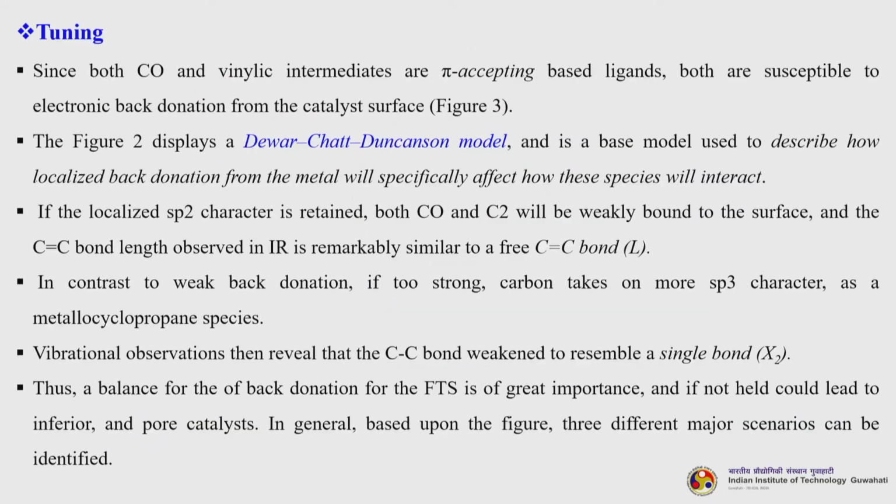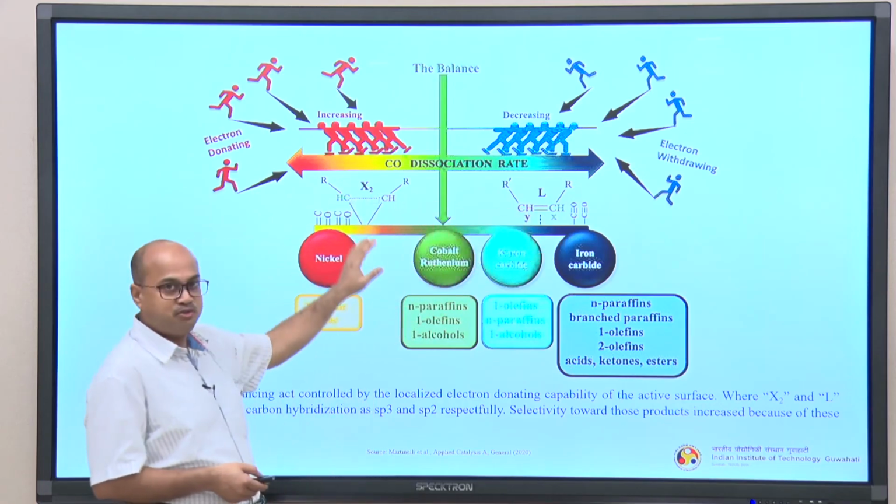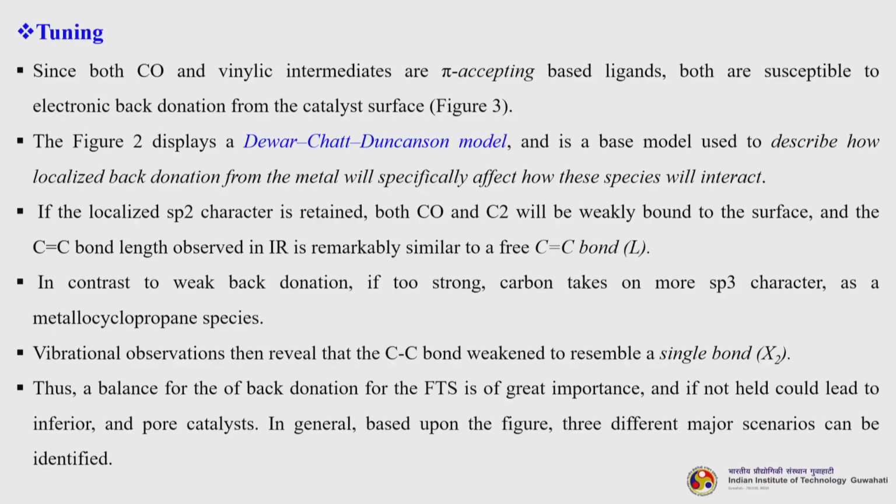Now, in contrast to weak back donation, if it is too strong, carbon takes on more sp3 character as a metallocyclopropane species. Vibrational observations then reveal that the C-C bond is weakened to resemble a single bond, marked by the X2 in the image. You can see here it is a double bond, and here the bond is weakened to a single bond. Thus, a balance of back donation in FTS is of great importance, and if not held, it could lead to an inferior and poor catalyst.